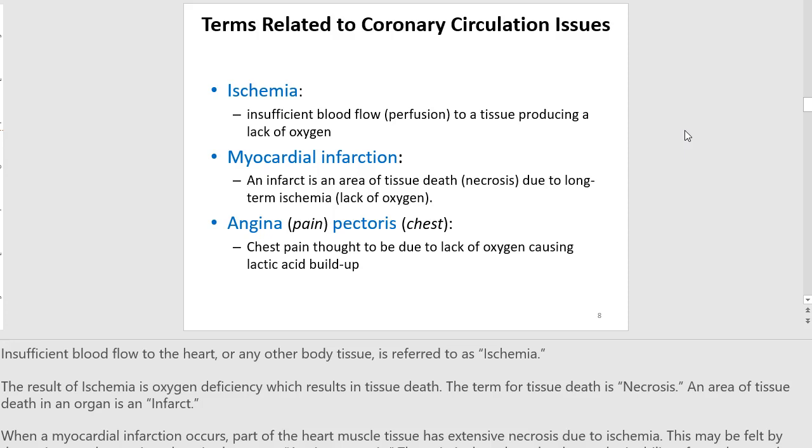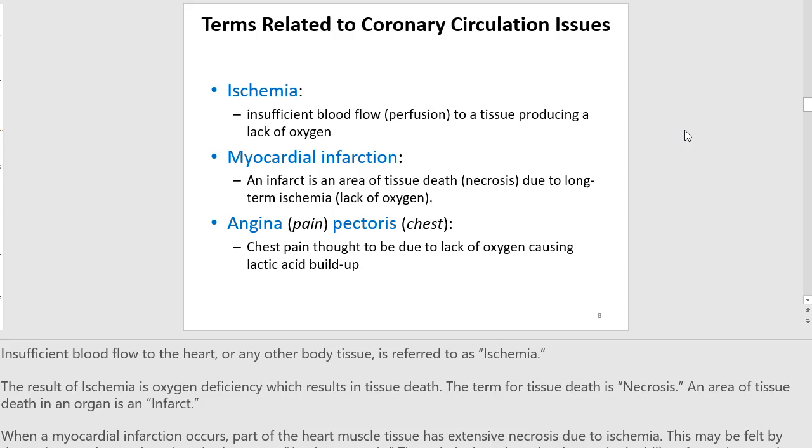Ischemia is defined as insufficient blood flow to a tissue, producing therefore a lack of oxygen. Blood flow and perfusion kind of mean the same thing. So ischemia is insufficient perfusion to a tissue.